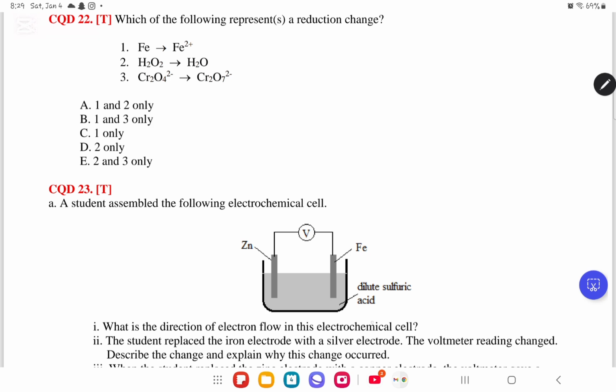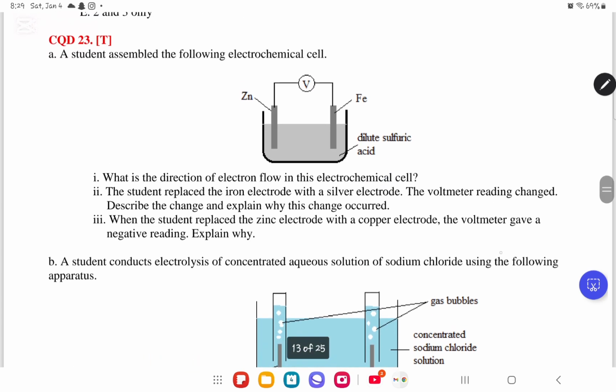Moving on to question number 23. A student assembled the following electrochemical cell. What is the direction of electron flow in the electrochemical cell? So this question is a bit difficult. We need to look at the electron potentials. So very simply, by the electron potentials, we know that Zn has a smaller electron potential than Fe, so definitely it's going to flow from Zn to Fe. This will probably be given to us in the exam, hopefully.